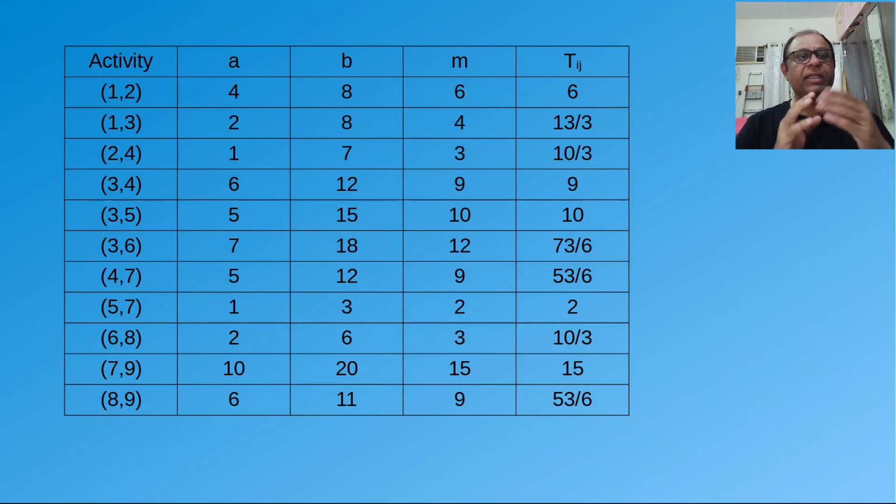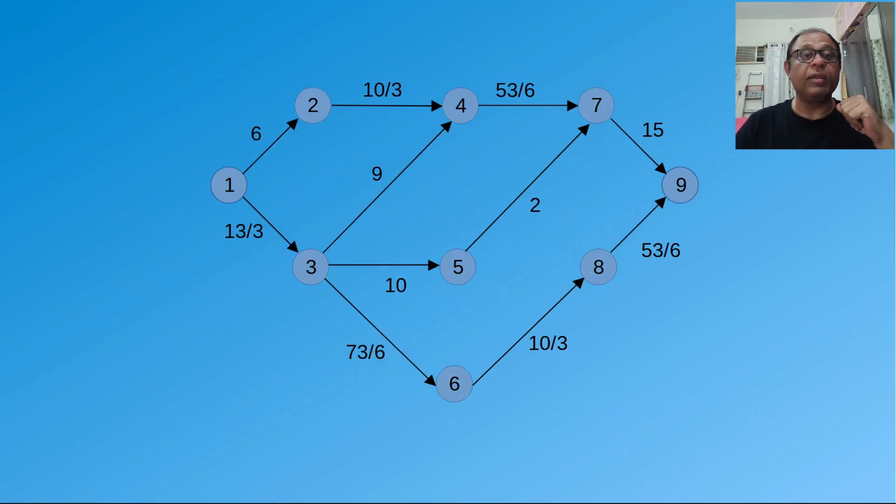For activity 1, 2, A, B, and M are 4, 8, and 6. If we use the formula (a + 4m + b) divided by 6, we get 6. Similarly, for activity 1, 3, it's 13 by 3. For activity 2, 4, it's 10 by 3, and so on and so forth. We go on till activity 8, 9, where it is 53 by 6. So we proceed from here.